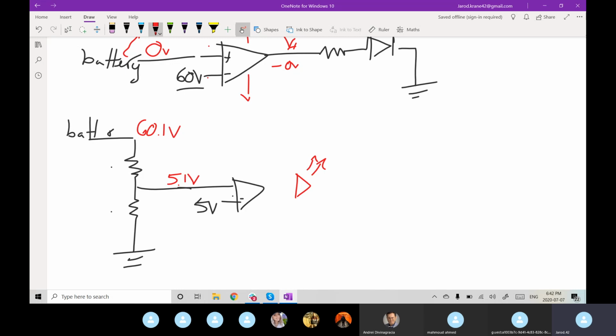Questions on the comparator? Makes sense on the use and how we take advantage of that open loop infinity gain. Seems like you. Oh, go ahead. Sorry, can you go over again? Like, what does it mean exactly? Like, what do you mean by open loop infinity gain?